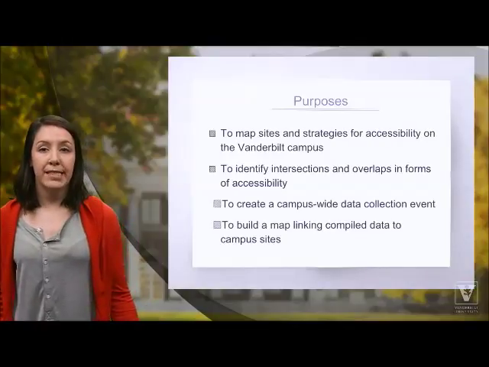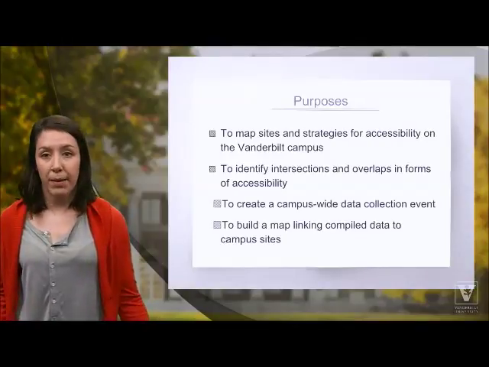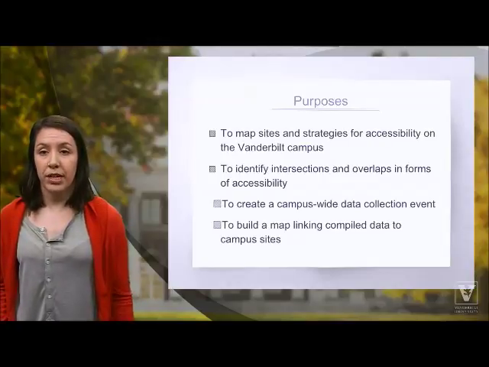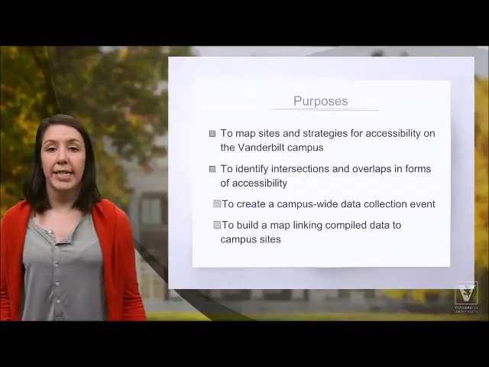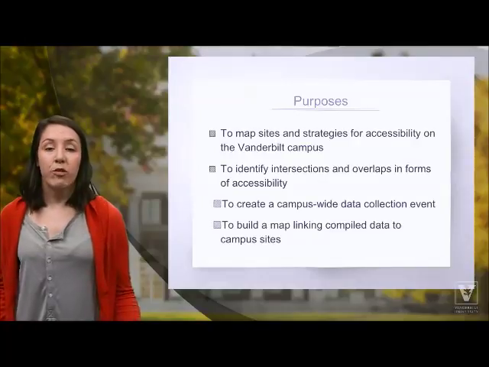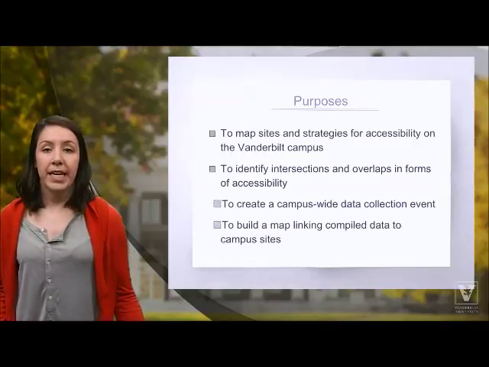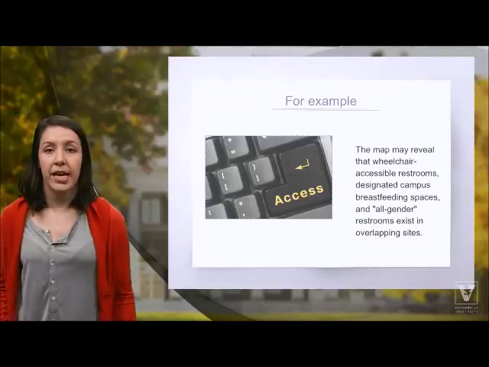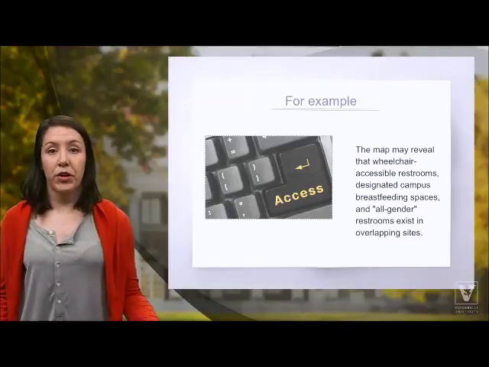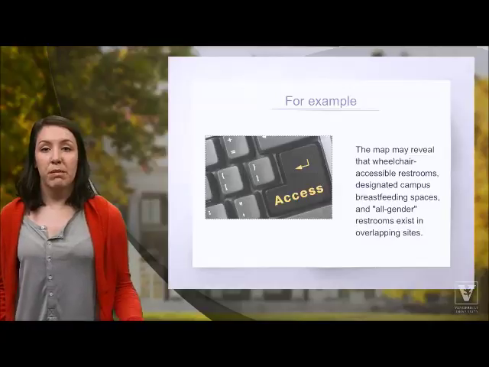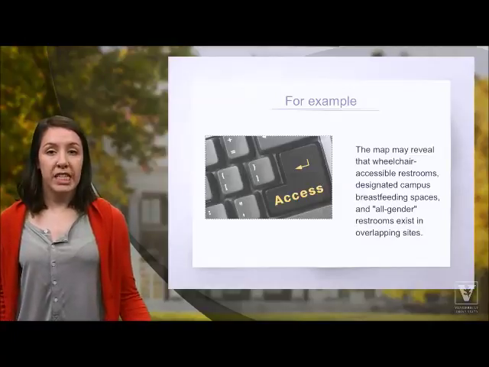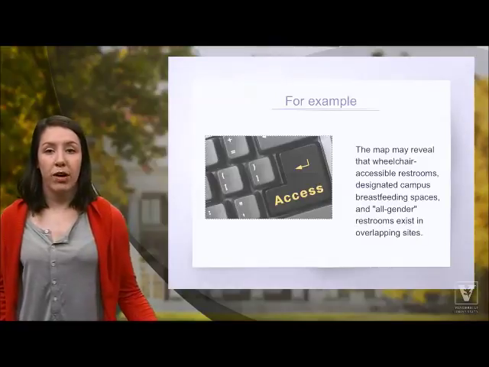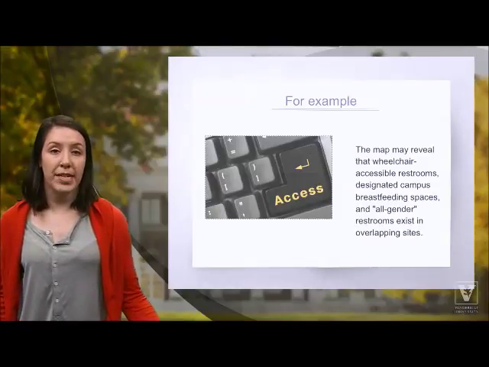There are some overarching purposes of this project. One, we wanted to map sites and strategies for accessibility on the Vanderbilt campus. We wanted to identify intersections and overlaps in forms of accessibility. And we wanted to create a campus-wide data collection event. And then after we collected that data, we would build a map linking the compiled data to campus sites. An example of accessibility that may be revealed on the map is that somebody may want to know where the wheelchair-accessible restrooms are, designated campus breastfeeding spaces, as well as all-gender restrooms, and they can all exist in overlapping sites.